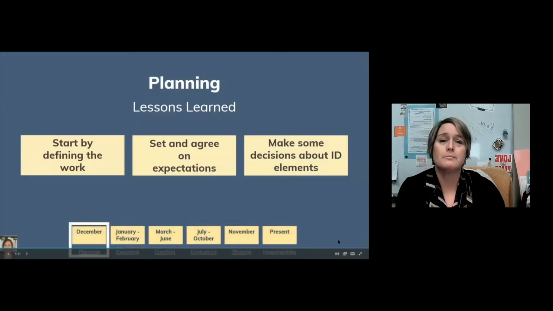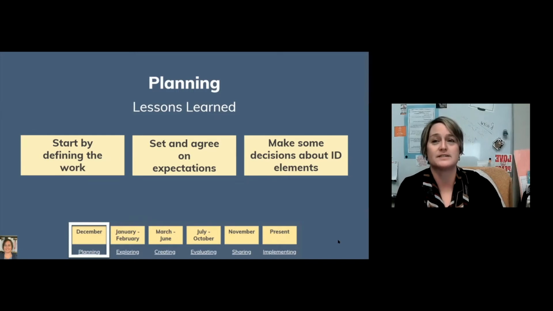I'd like to focus on three big lessons that I learned that can hopefully help others who want to take on a project like this. So defining the work, I think, was very important. There are probably a lot of people who wouldn't think twice about creating a project charter, but for a handful of reasons, I'm not one of them.